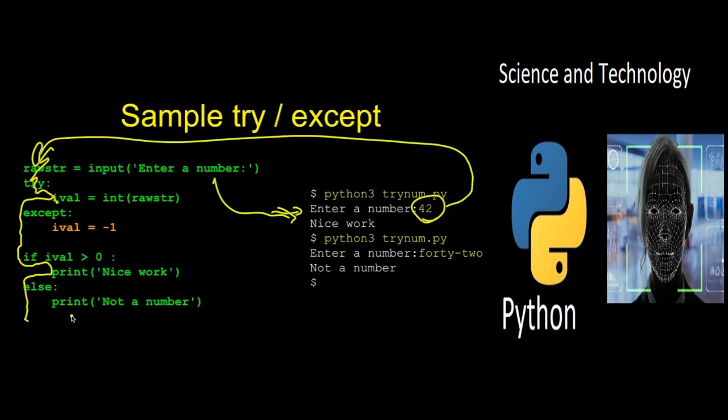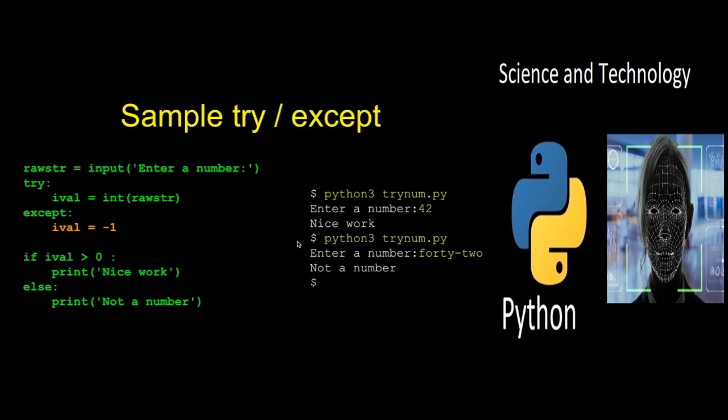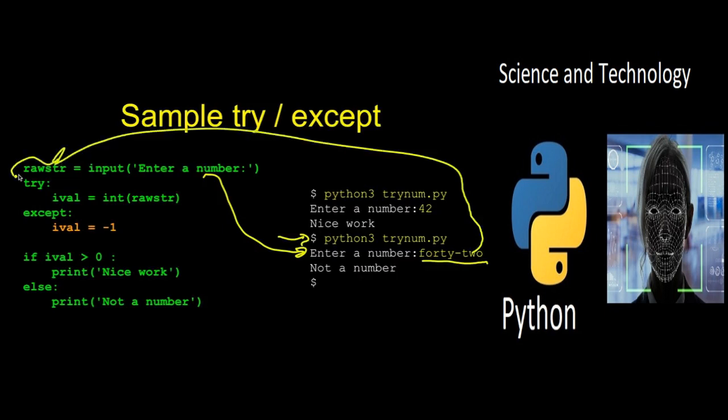Okay, so it says nice work. On the other hand, if we run it again, this time the input says enter a number, and we're silly. We enter the word 42, but in words, F-O-U-R-T-Y. So that's a string, and that goes into raw_input. And then the execution continues.